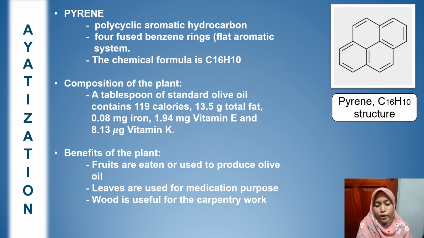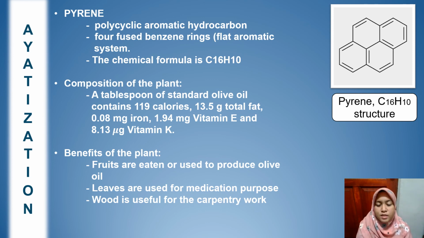Now, let's dig more deeply into information about the olive plant. Firstly is pyrene. Pyrene is one of the components that can be found in the olive plant. Pyrene is a polycyclic aromatic hydrocarbon which consists of 4 fused benzene rings, which result in a flat aromatic system. The chemical formula for pyrene is C16H10. Next is the composition of the plant. A tablespoon of standard olive oil contains 119 calories, 13.5 gram of total fat, 0.08 milligram of iron, 1.94 mg of vitamin E, and 8.13 microgram of vitamin K.